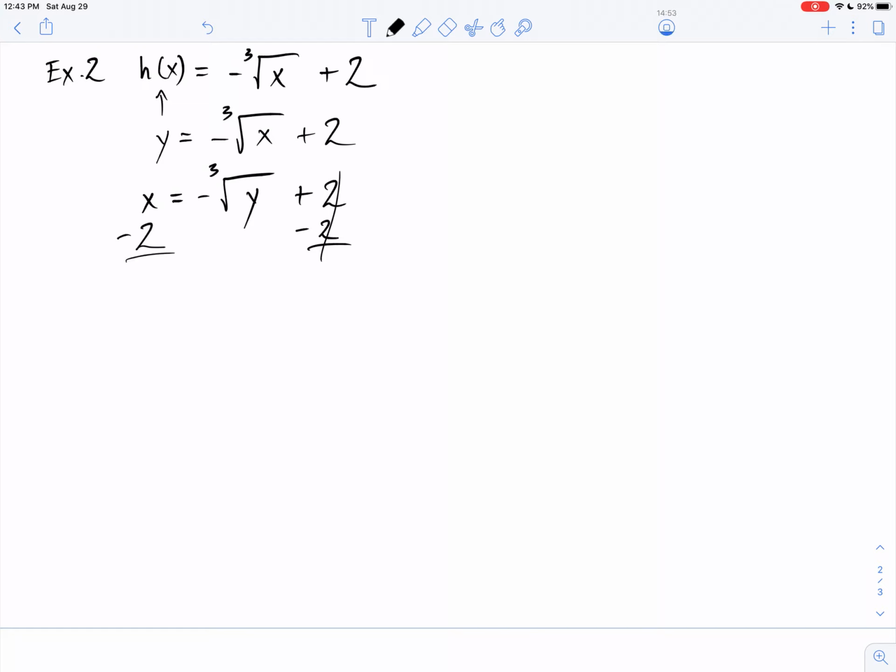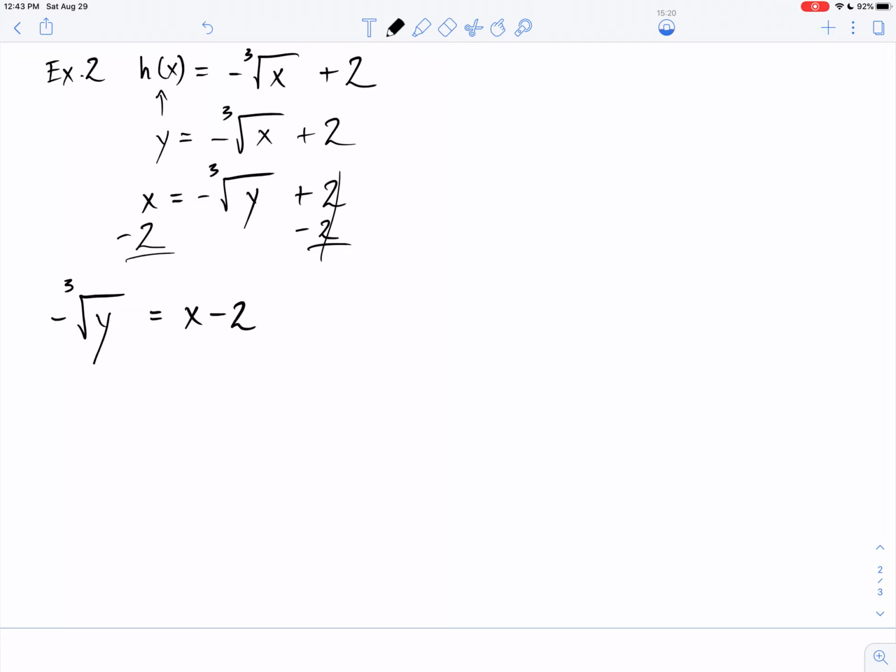I'm going to move the 2 to the other side. Now, I want to do something. I want to be a little bit bold. What do I have on the left-hand side? I have x minus 2. That's what I have. What do I have on the right-hand side? I have a negative cube root y. See what I did there? I just flip-flopped where the two items are because my next move is this.